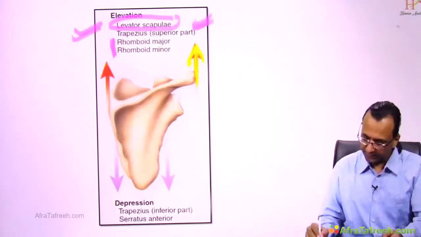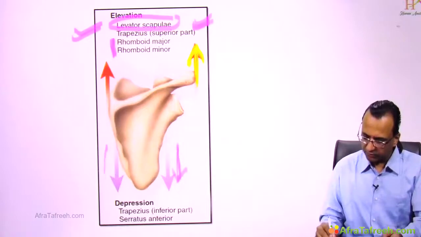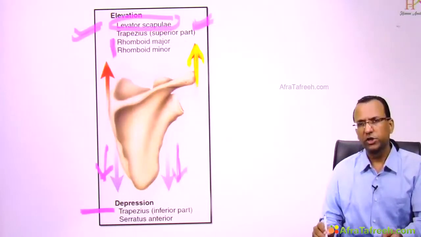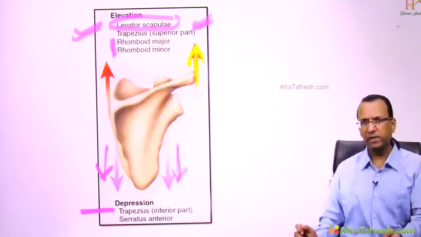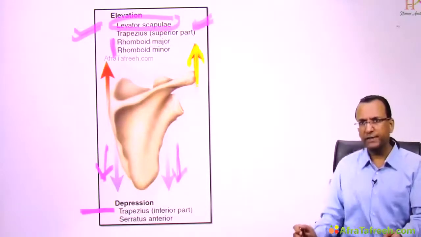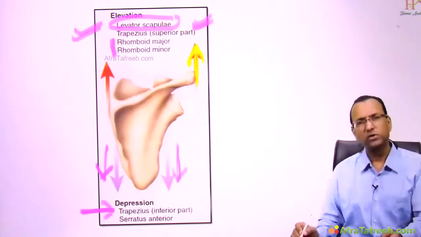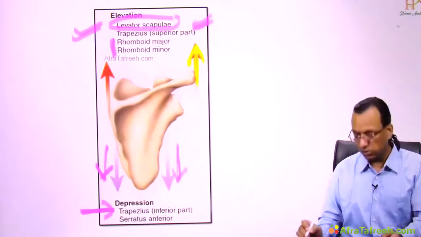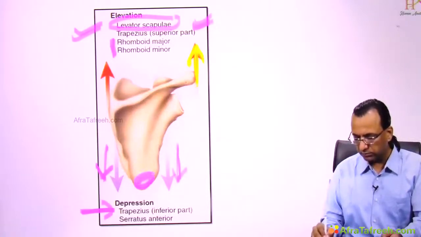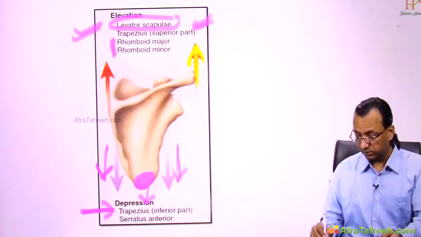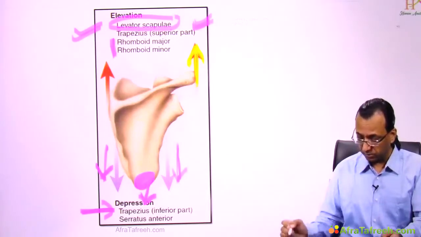Okay, then who is depressing? If you say depressor of the scapula, then you have the lower fibers of trapezius. Oh, trapezius is a depressor of shoulder? Shrugging means going up, so trapezius will be a depressor also, along with serratus. Why serratus? You remember serratus is inserted to the inferior angle? It is a depressor also. Yes, it is.